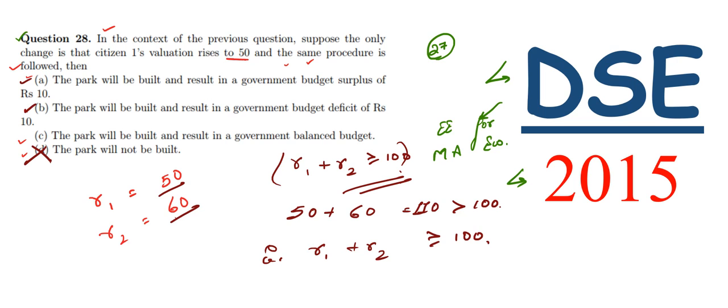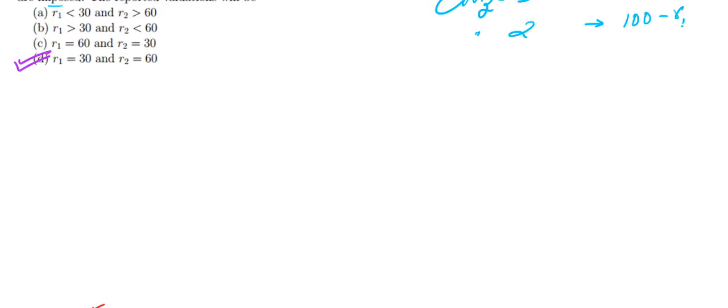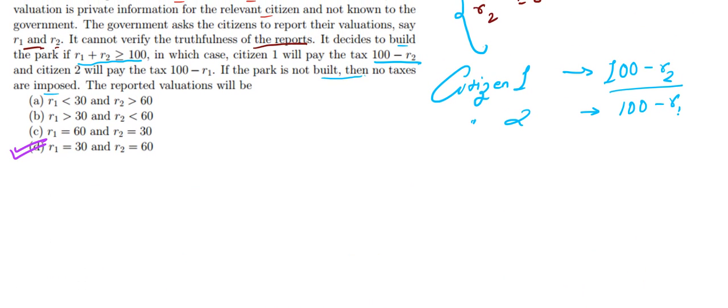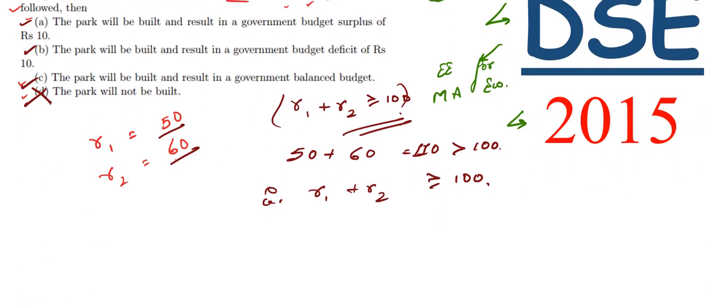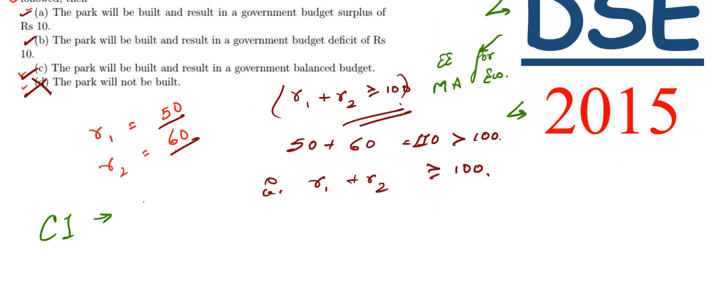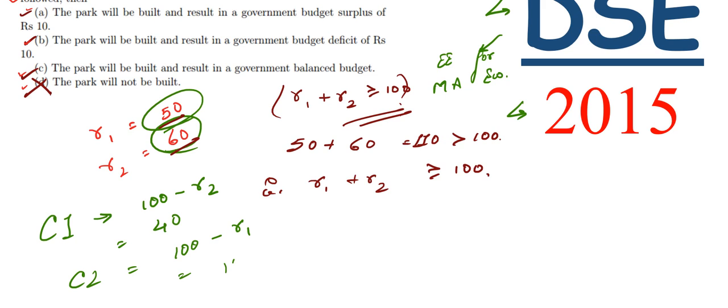Now we are left with three options A, B, C. Now we need to find the amount of tax. Citizen 1 will pay 100 minus R2, and citizen 2 will pay 100 minus R1. The tax paid by citizen 1 is 100 minus 60, that is rupees 40. Citizen 2 will pay 100 minus R1. R1 is 50, therefore 100 minus 50 is equal to 50. So the total tax will be rupees 40 plus rupees 50, that is 90.